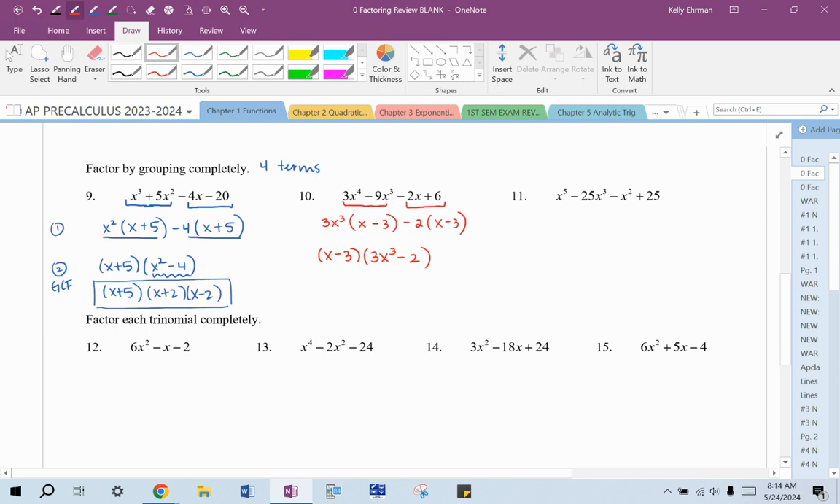Now I see an x to the third, so I'm doing a quick check. Can this be a difference of cubes? And that answer is no, because I can't take anything out of 3 and 2, and neither of those numbers are perfect cubes. I guess I could apply the formula, but we're not going to factor if we're not getting nice integer numbers, or fractions like a fourth or things like that to factor with. So leave it like this.